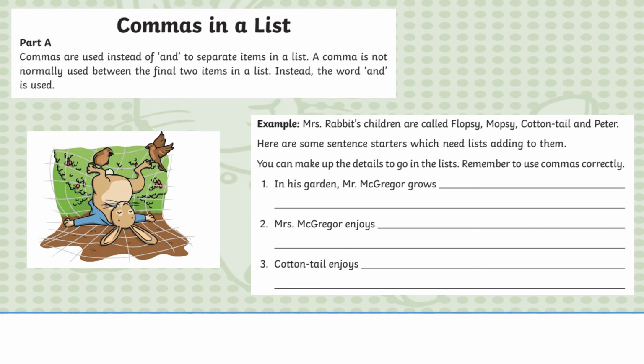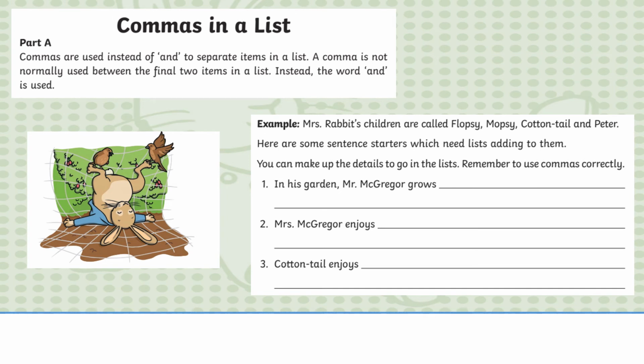We did some work on this yesterday. So an example would be, Mrs. Rabbit's children are called Flopsy, Mopsy, Cottontail. We're getting ready for the last one, so we use the "and" Peter. Here are some sentence starters which need lists adding to them. You can make up the details in the list. Remember to use commas correctly. So it's not important what's written in it. What's important is that you engage me, you make it creative, and you use your commas correctly.